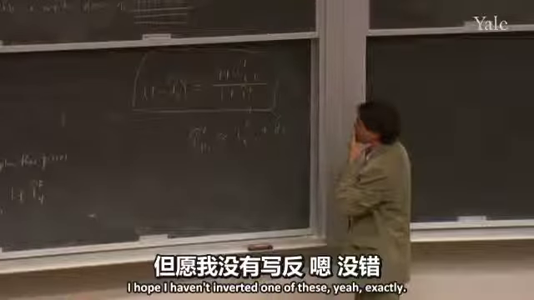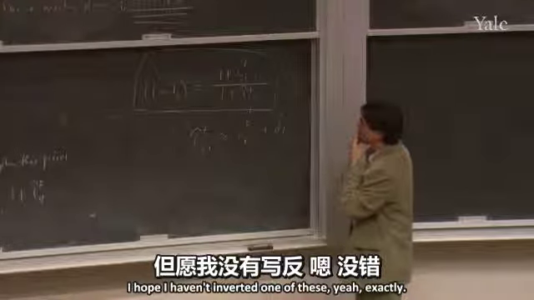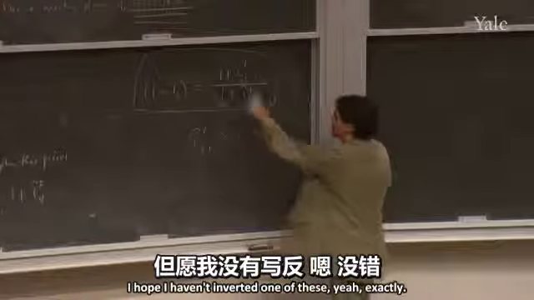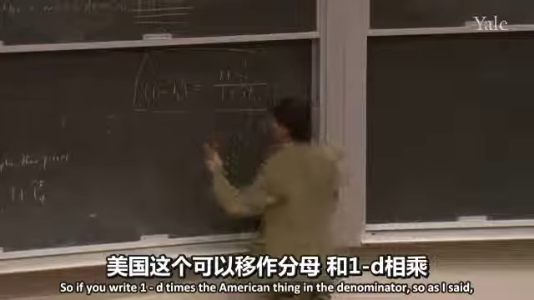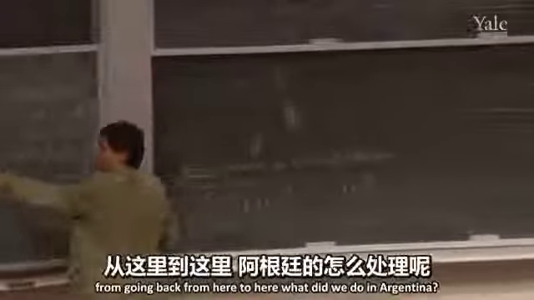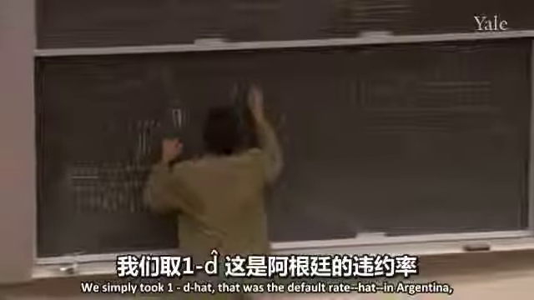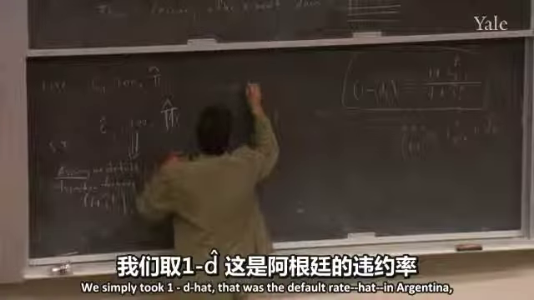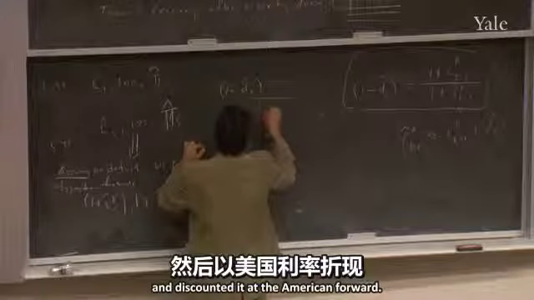Hope I haven't inverted one of these. Yeah, exactly. So if you write 1 minus d times the American thing in the denominator, as I said, to do the discounting in Argentina, at every step, going back from here to here, what did we do in Argentina? We simply took 1 minus d, that was the default rate, d hat, in Argentina, and discounted it at the American forward.